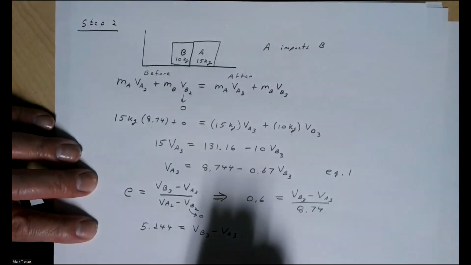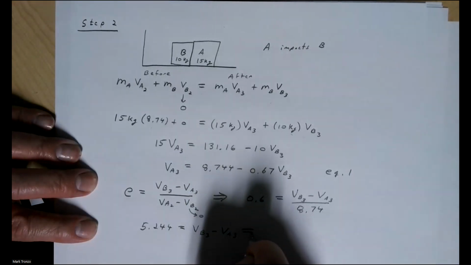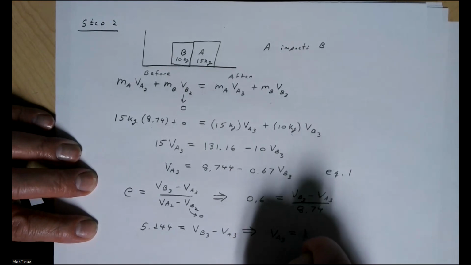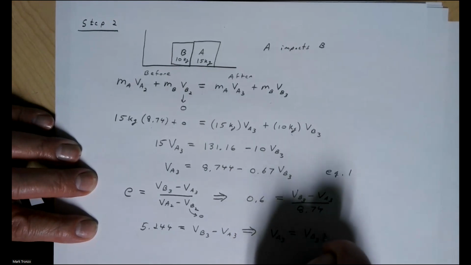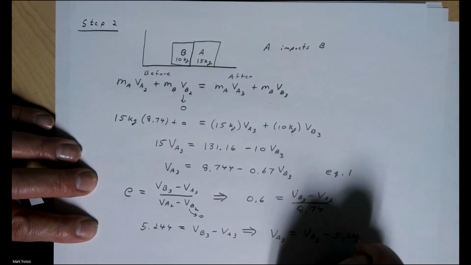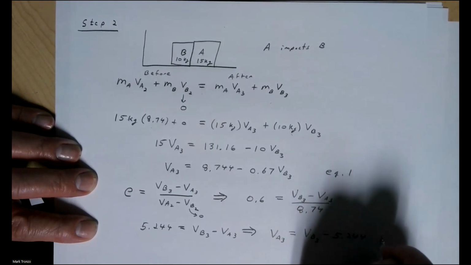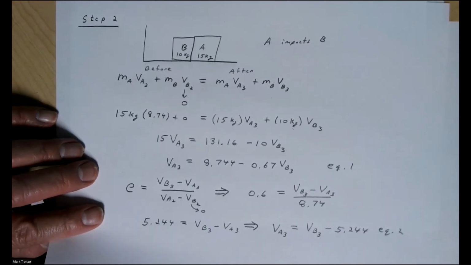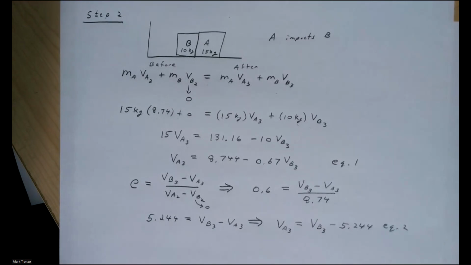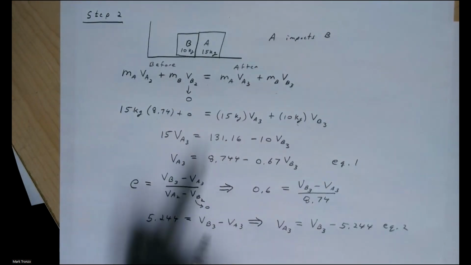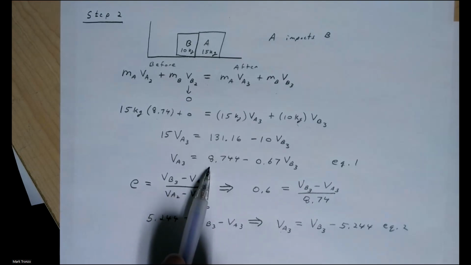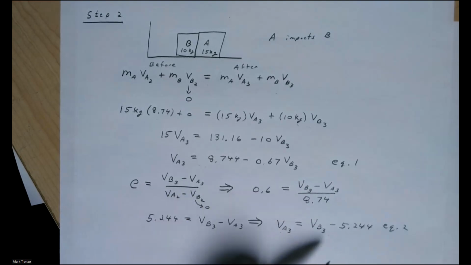And if we solve for, let's say, VA3, that's going to be VB3 minus 5.244. Call this equation 2. Again, there are several ways you could solve this because we mainly just ended up with 2 equations of 2 unknowns. What I decided to do is solve for this. And this is VA3 and this is VA3.